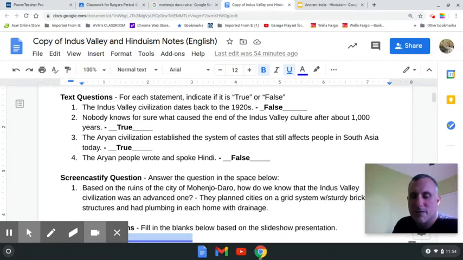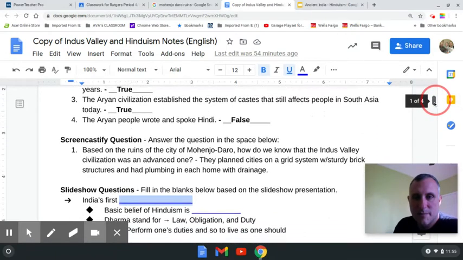The Indus Valley civilization dates back to the 1920s. False. That's when it was discovered, but it actually dates back 3,500 years. Nobody knows for sure what caused the end of the Indus Valley culture. True. The Aryan civilization established a system of castes that still affects people in South Asia. True. The Aryan people wrote and spoke Hindi. False. They wrote and spoke Sanskrit, which is the parent or grandparent of Hindi.